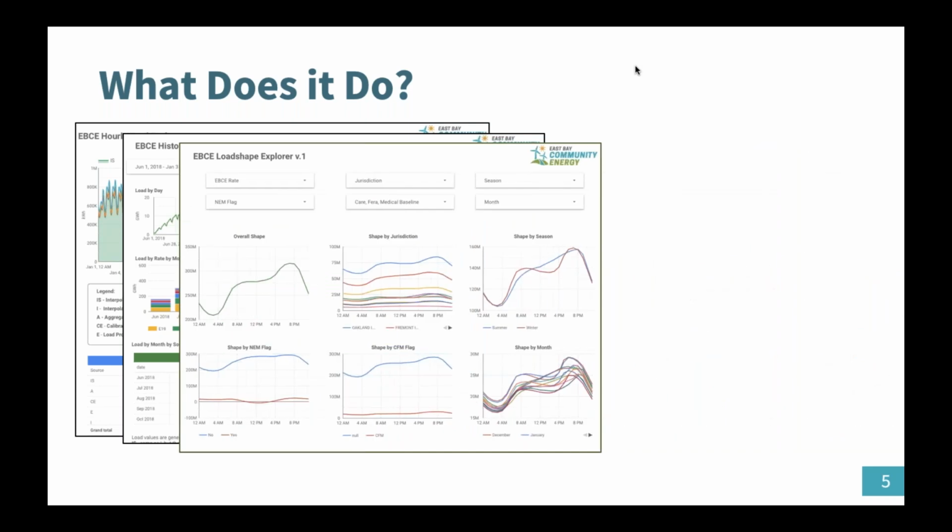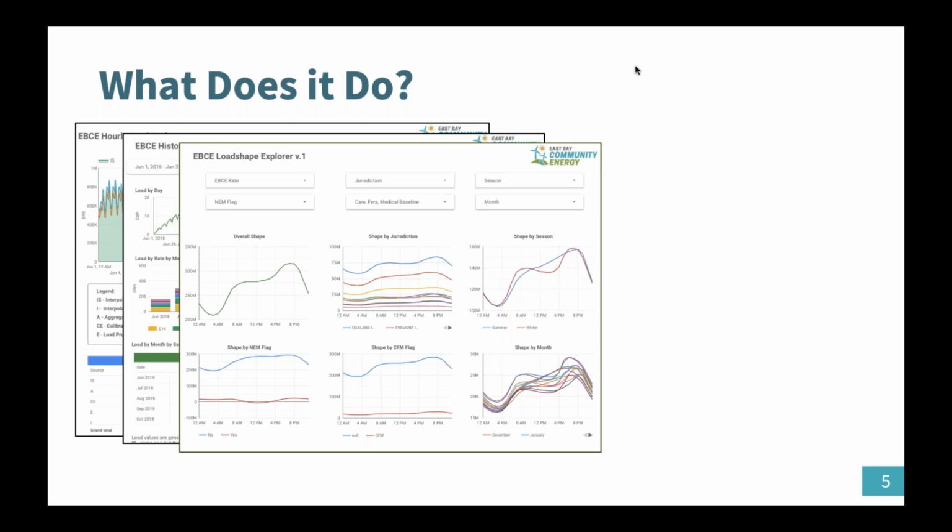This chart is very useful for program design, at least I think. Instead of looking at it on a time series basis, it's looking at this from a load shape basis. So every time we're looking at a 24-hour period, you start on the top left, looking at it just overall, to the bottom right, which is looking at it month by month by month. And you can also look at it, for example, the bottom left by NEM customers, net energy metering customers versus not net energy metering customers.